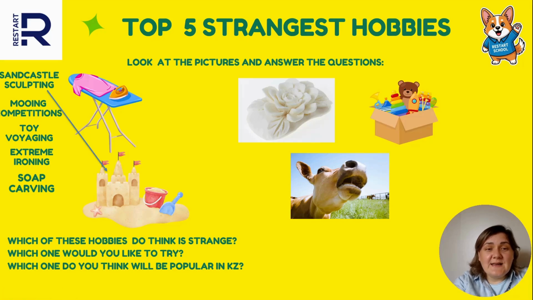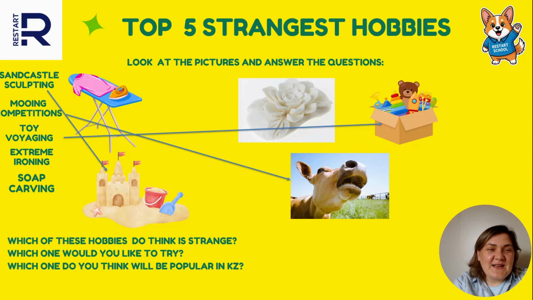So the first one, what do you think it is? Of course, that is connected with sand, when you build the sand castle on the ocean bank, yes, or on the river bank. The next one is mooing competitions, yeah, when there is a competition of how different people make the mooing sound. Okay, the next one is toy voyaging. That is how you travel, how your toys can travel.